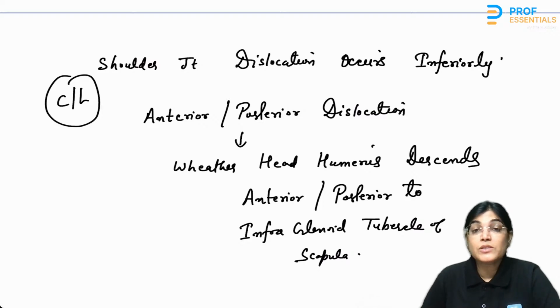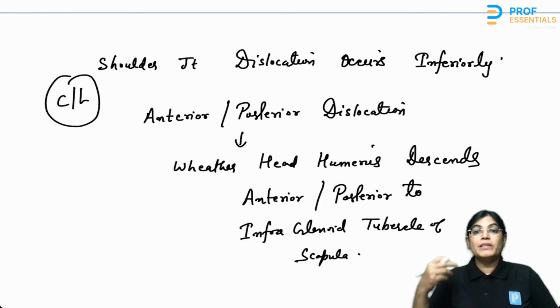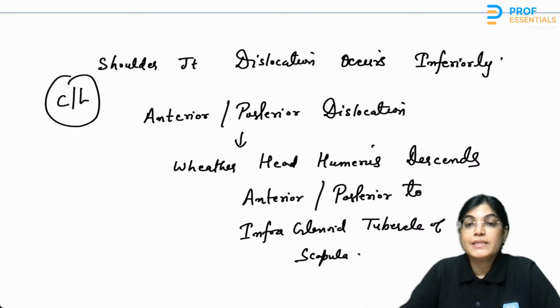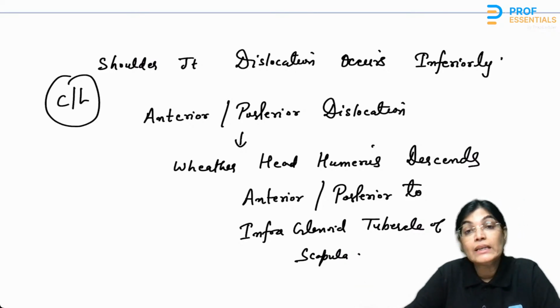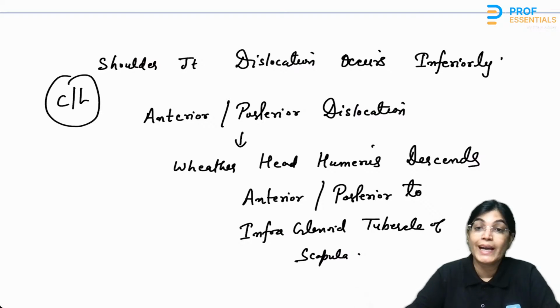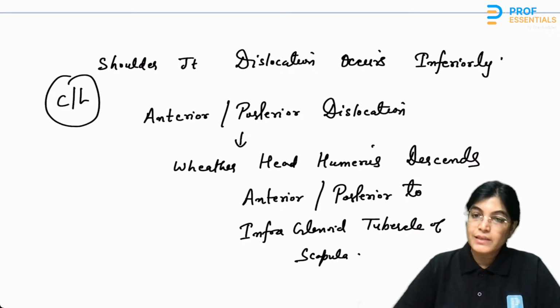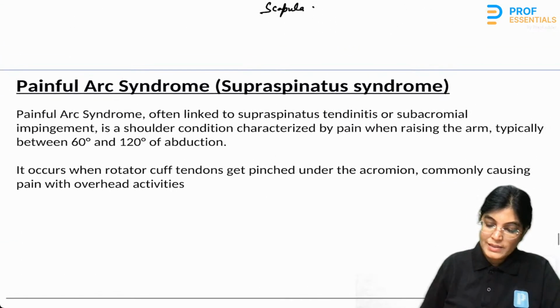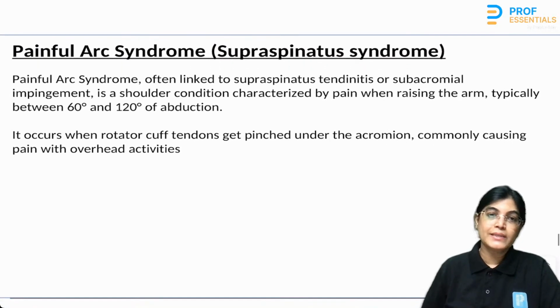Dislocation is more seen when there is excessive lateral rotation, and a prominence of the shoulder point will be seen, the stability of the shoulder joint is hampered, and the axillary nerve will also be involved. When it displaces inferiorly, the axillary nerve is involved, and it will lead to paralysis of the deltoid muscle. So done. Now painful arch syndrome, which is also called supraspinatus syndrome.